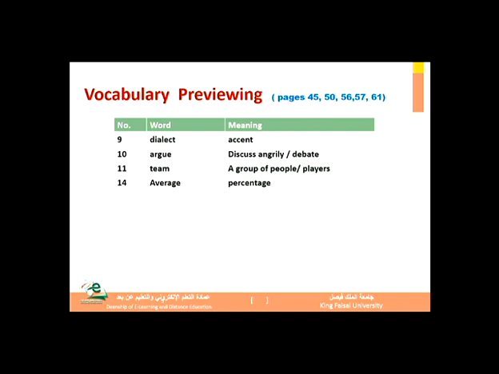So those are dialects. Number 10, argue. Argue means to discuss angrily or debate. Argue means that a person argues, the argument. To discuss angrily or debate. Team, a group of people or players. Team means a team, a group of people or players. Average. Average means percentage. Okay, here as a noun, not as an adjective. As a noun it means percentage. For example, when I say my average GPA is 4.6 out of 5. So average as a noun means percentage.